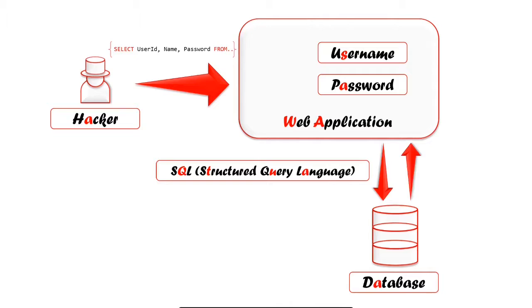So suppose the hacker sends a query to fetch all the username and password details stored in the database, then the database will simply process it and send back the result to the web application. In that way, the hacker gets complete hands on the username and password details stored in the web application. This is the basics of a SQL injection attack.